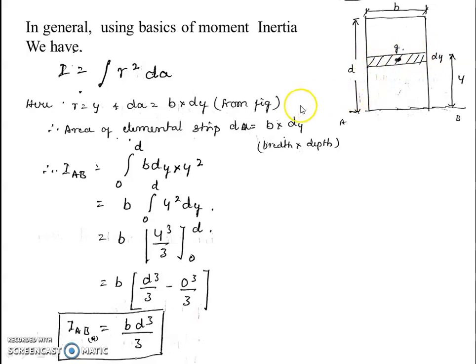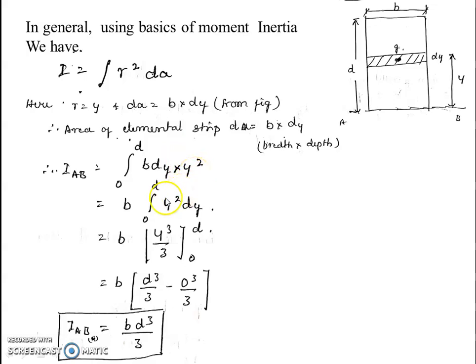From the moment of inertia definition, we have I_AB, as I am taking the moment of inertia about the base AB, equal to the integral from 0 to D. If I take AB as 0, the strip varies from 0 to the top, D. This elemental strip is covering from the reference line AB, so I took the limits as 0 to D. The area is b into dy, the strip area, multiplied by the distance squared. The perpendicular distance from the reference axis is y squared in this figure.